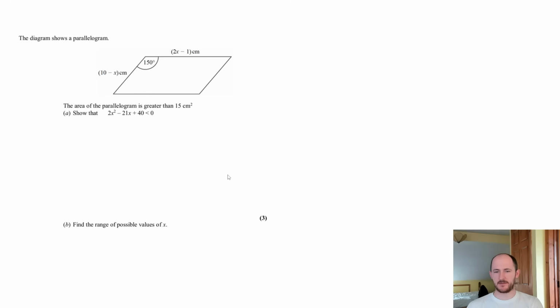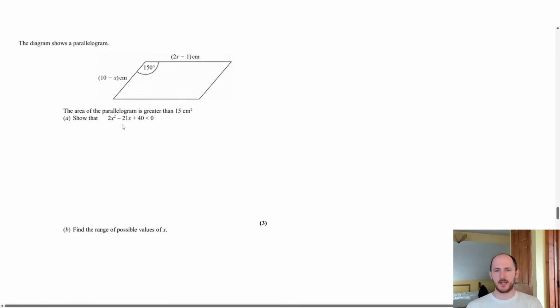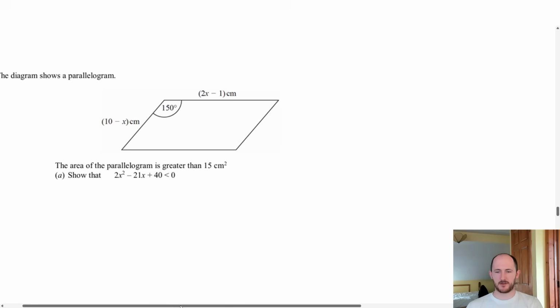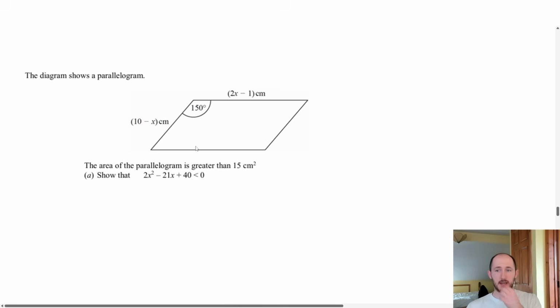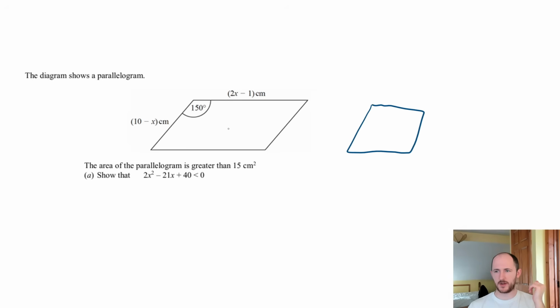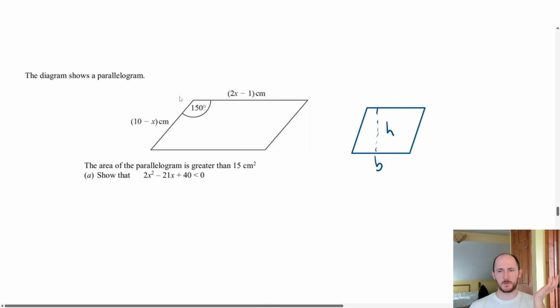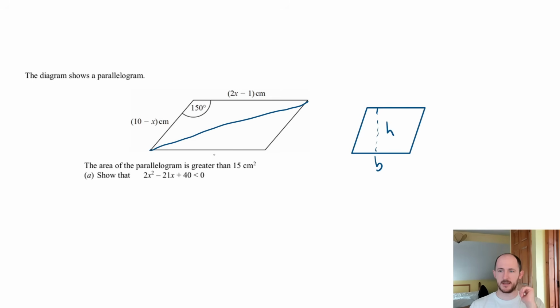So for this question, we have a 3 marker, and it gives us that the area of the parallelogram is greater than 15 centimeters squared. With a question like this, when you work out the area of a parallelogram, it's important to note that normally it's the perpendicular height times the base. But in this case, we don't know and we can't really work out the perpendicular height. So instead, you're going to cut it in 2.